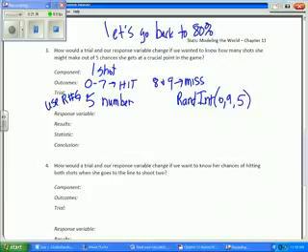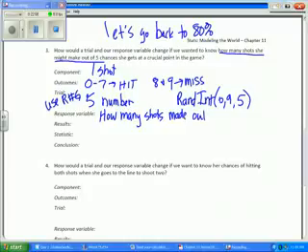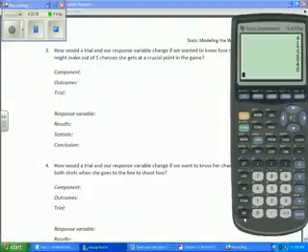What would my response variable be? Previously, it had been the number of shots she makes in a row before a miss. But what's my response variable now? Correct. How many shots she makes out of 5. And it says it right here. If we want to know how many shots she makes out of 5, that's our response variable: how many shots made out of 5. Good. And then our results and our conclusion and all that kind of stuff. So just let me show you what that would look like on our calculator.